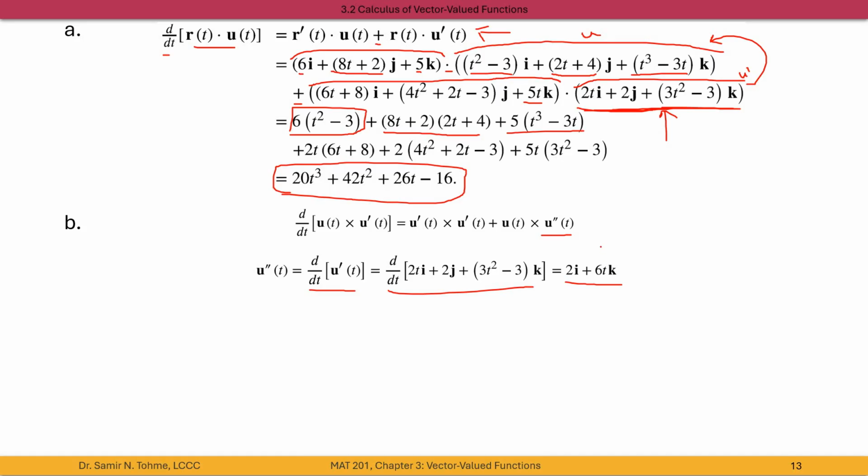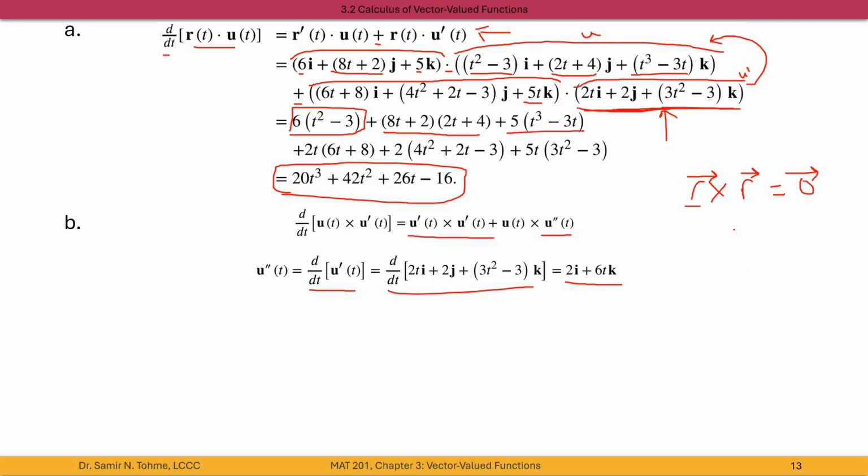Okay, now let's look at the first term. We know that if we have the cross product of the same vector, like r cross r, these are vectors, is equal to a zero vector.